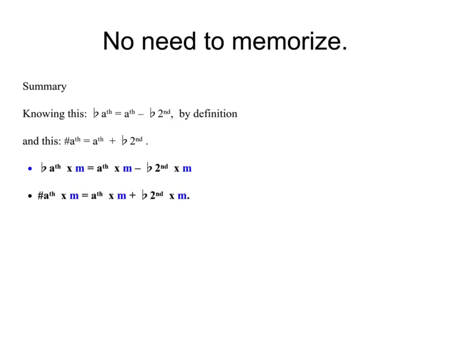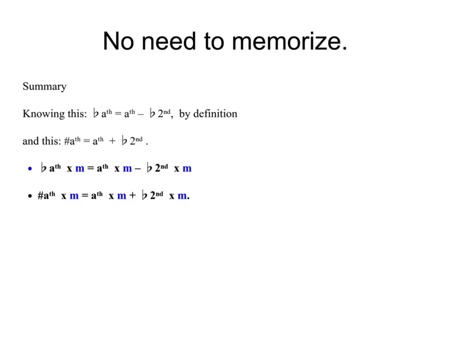Basically, all you need to know is this. The diminished eighth interval is equal to the eighth interval minus a minor second. By definition, that's how we defined it. And the augmented eighth interval is equal to an eighth interval plus a minor second. And that's how we defined it. You could read that off the piano.